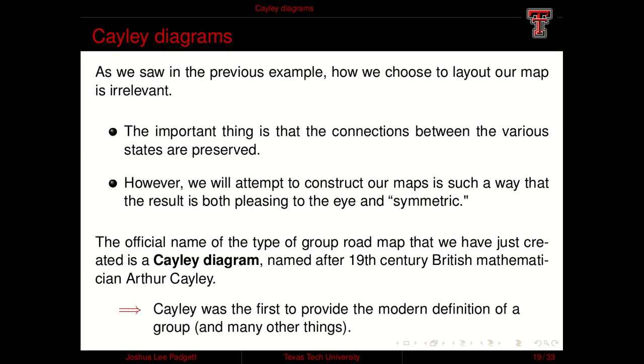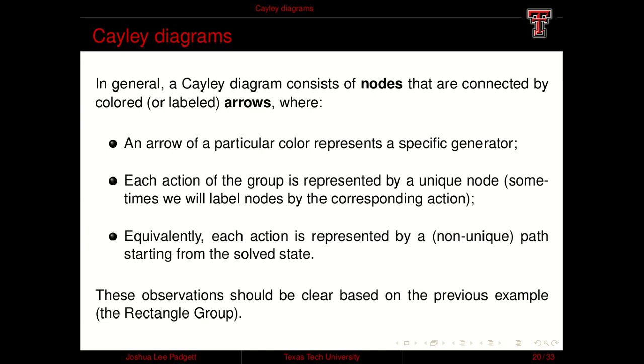So, in general, a Cayley diagram is nothing other than a set of nodes that are connected by arrows. And typically these arrows are either colored or labeled so that we can distinguish the difference between them. And the idea is, for us in these pictures right now, an arrow of a particular color represents a specific generator, and the action of the group is represented by a unique node. So what do I mean?